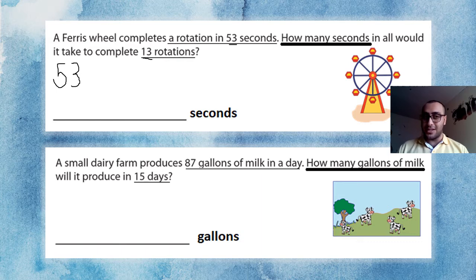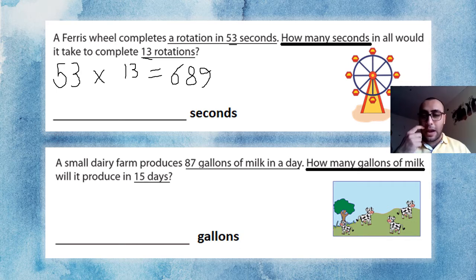53 seconds times, because every one rotation is 53 seconds, times 13 rotations. Because we want to know how many seconds it would take for 13 rotations. Now let's get it together. I'm going to give you 1 minute to find the answer. Pause the video, get the answer, and come back, okay?